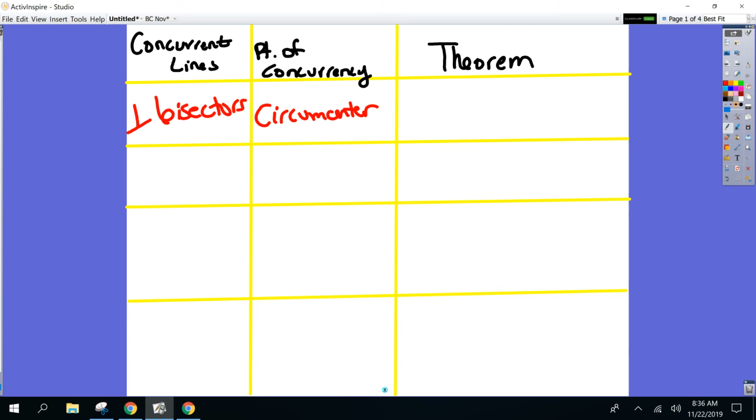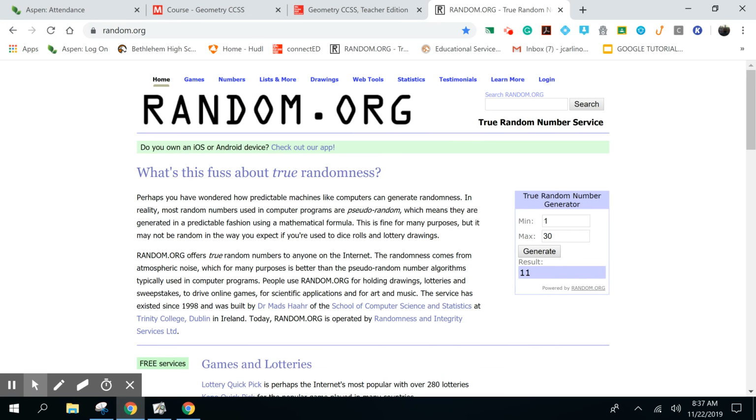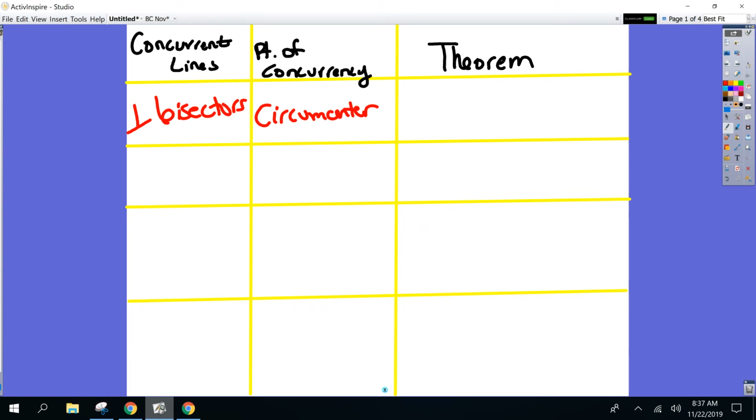And if I say point J is the circumcenter of this triangle, what are you going to know about point J? What's so special about it? It is equidistant from the vertices. So whatever line segments are connecting the circumcenter and the vertices, those 3 are congruent.